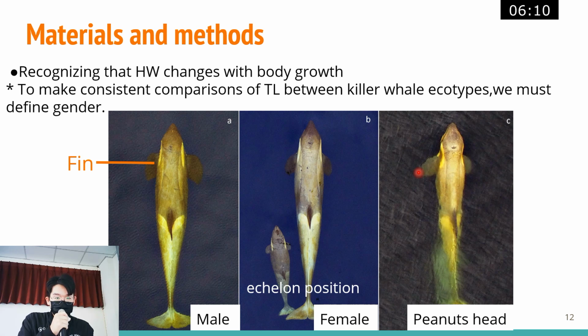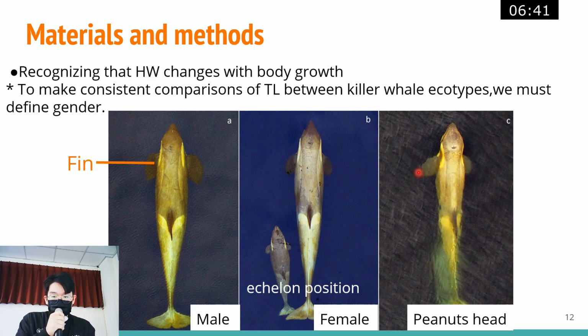These three aerial images are drone photos showing type B2 killer whales near Antarctica. Picture A is a male adult killer whale, and the most noticeable feature is the largest fin. Picture B is a female, and there is a calf in echelon position.